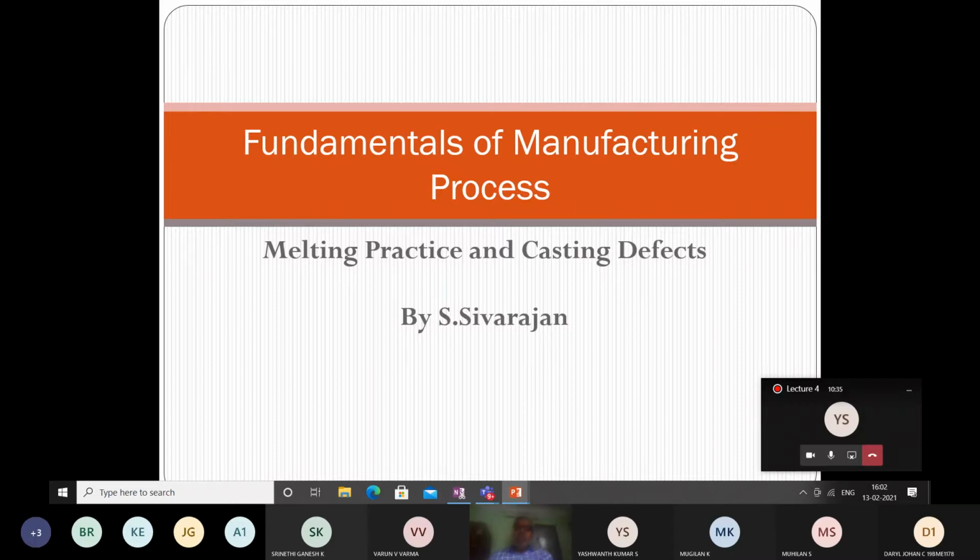Let me summarize what we have discussed in the previous class. We have seen casting and how to make a sand mold. There are different types of casting: sand casting, investment casting, shell molding, die casting. Out of them, a very important one is called sand casting, which uses an expendable mold. The mold means the cavity of the desired shape. The mold is expendable, so when we cool and take out the casting, it is going to be destroyed. That is called sand molding.